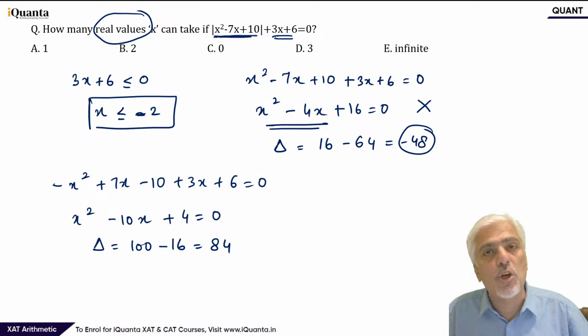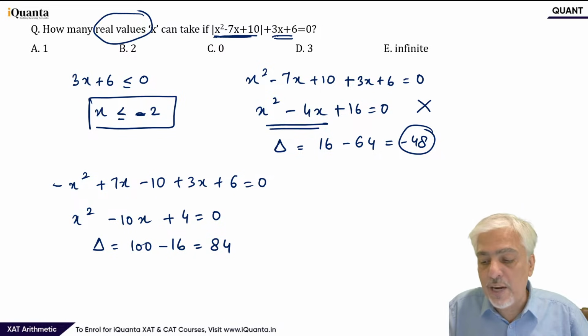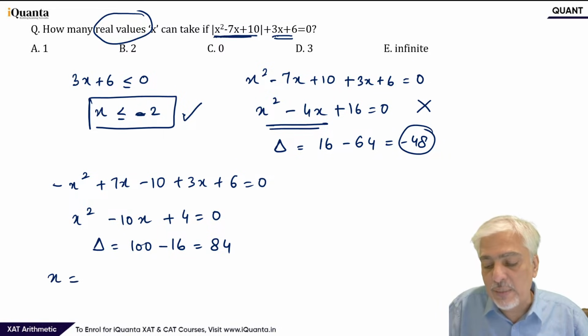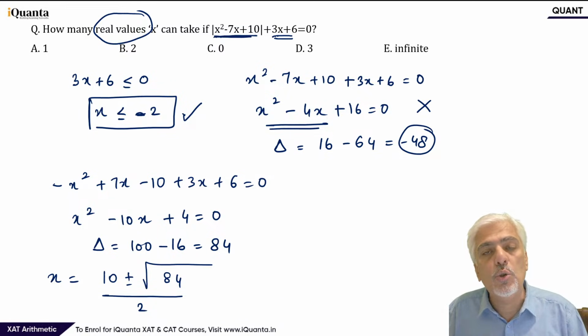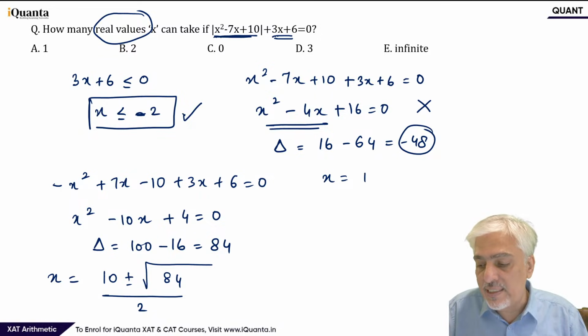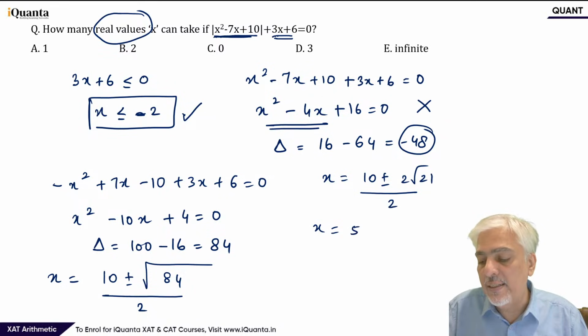A lot of people would have marked b as the option, but that's incorrect. We will also have to check this condition which was given to us right at the start. So hence I'll have to actually find x using the formula method. X is minus b, that will be 10, plus or minus root of b square minus 4ac, that is 84 only, upon 2a, which is 2. If I solve this further, 84 is 2 root 21. So x becomes 10 plus or minus 2 root 21 upon 2. So x becomes 5 plus or minus root 21 is what I get.